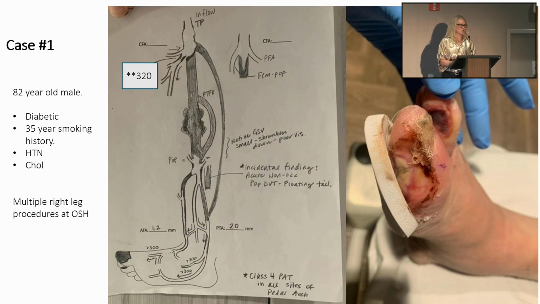So let's start with a quick case. This is an 82-year-old male. He's got multiple comorbidities, diabetic, smoking history.